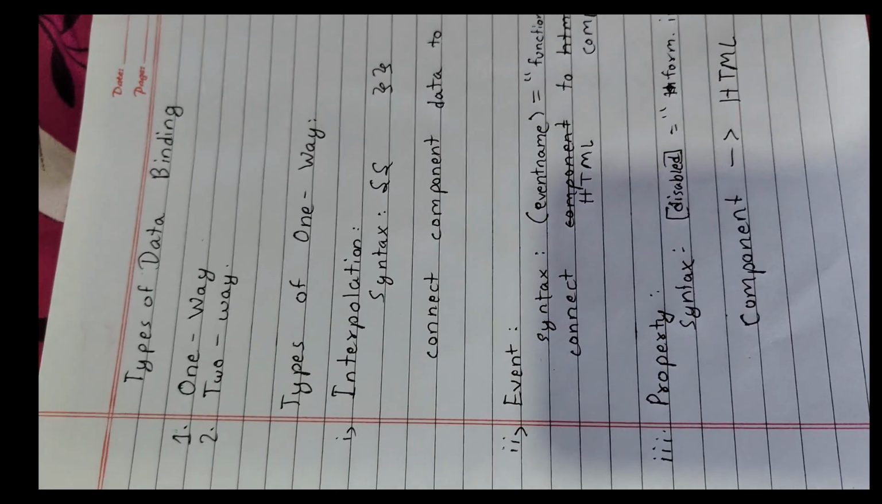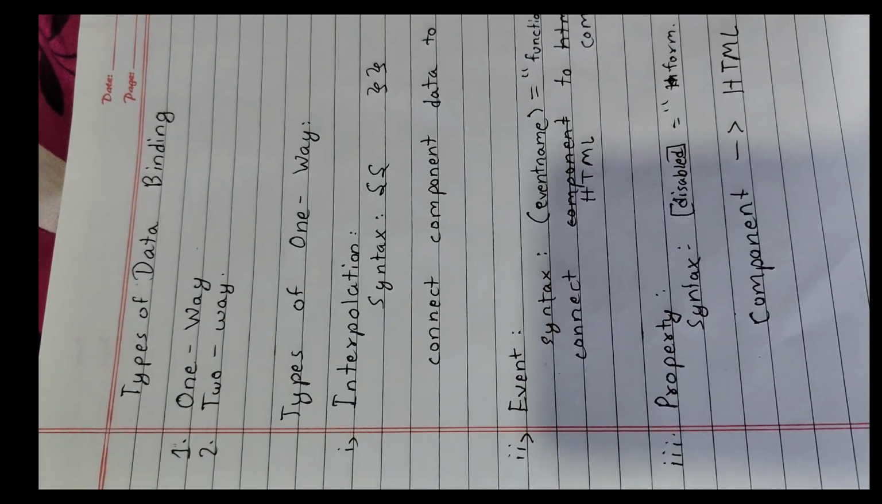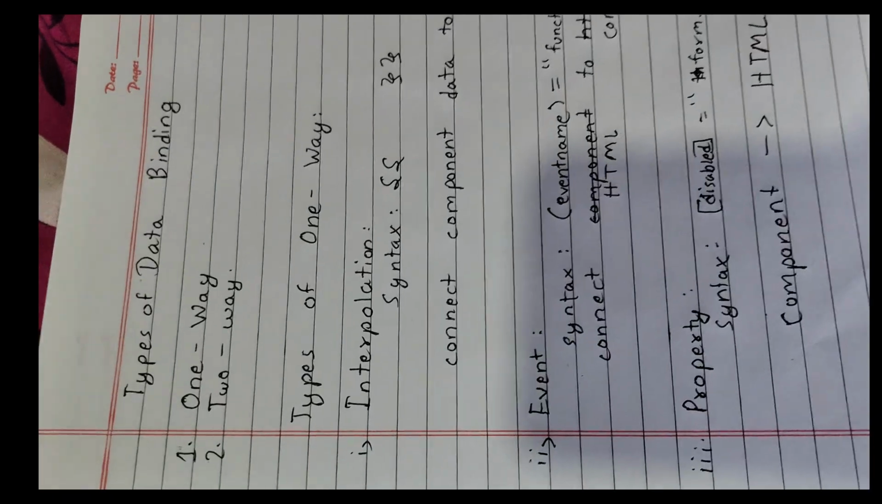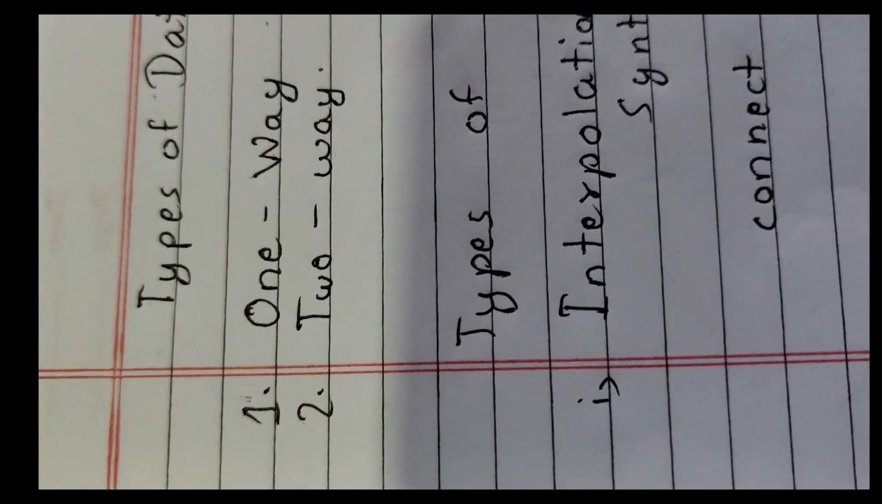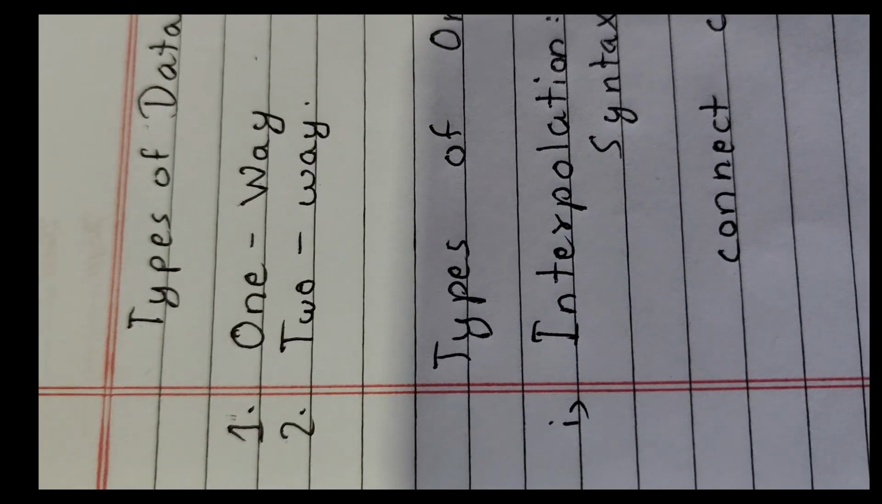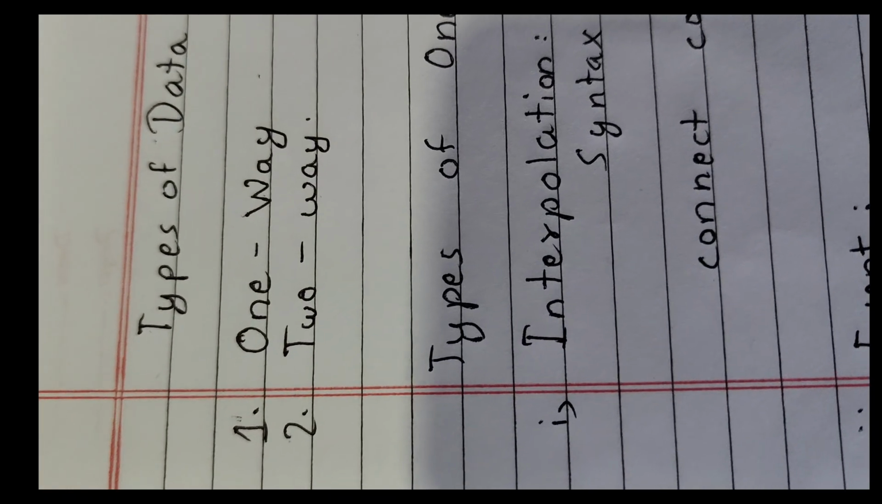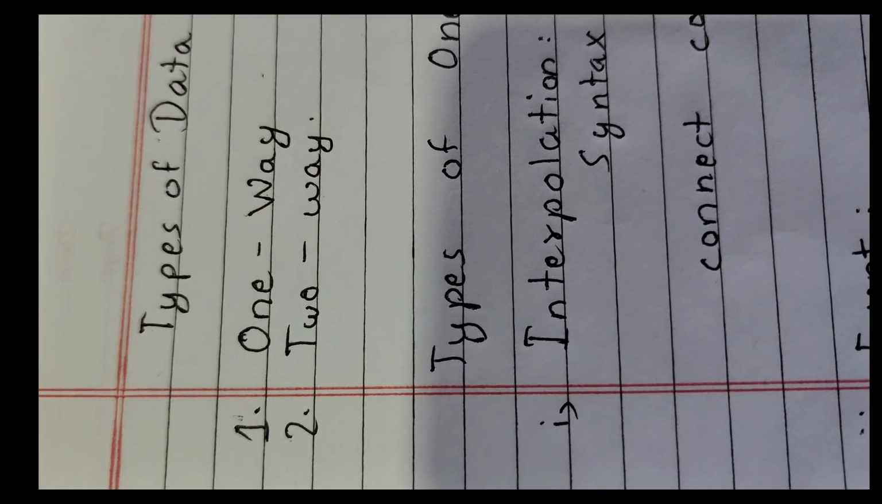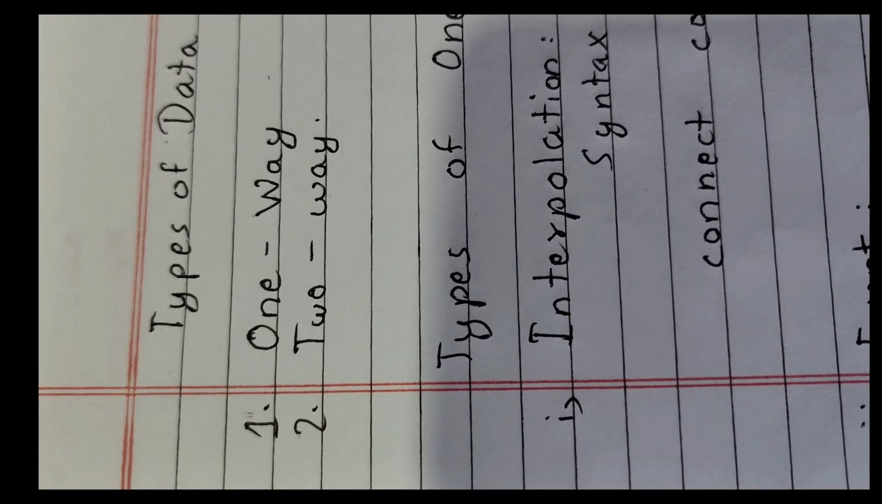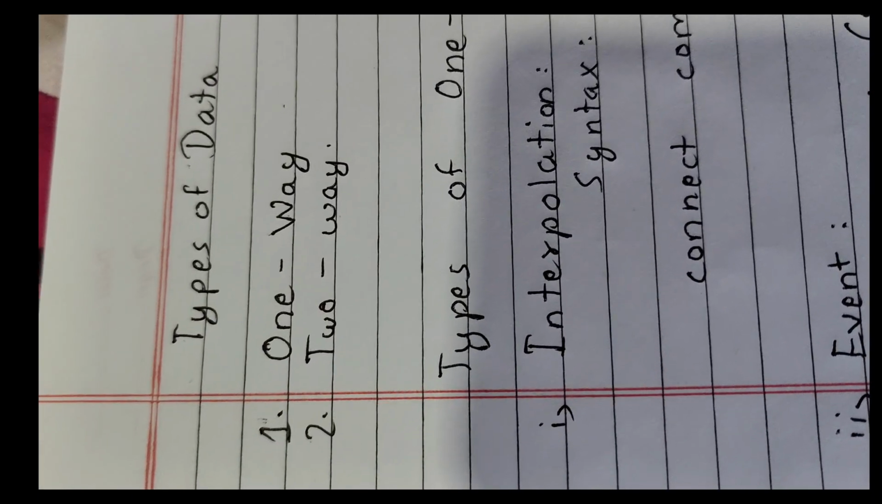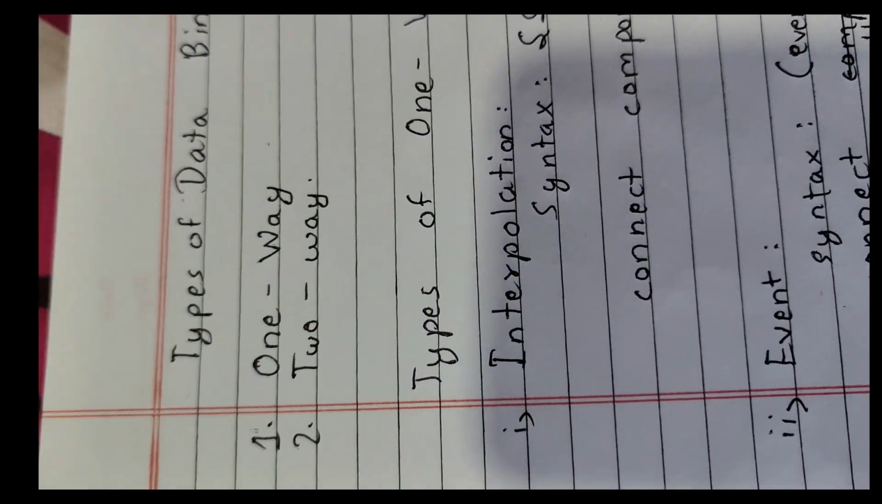Yesterday in the video we learned what data binding is. In this one we learn the types of data binding. There are two types: one way and two way. One way means data goes either from component to HTML or from HTML to component, but only one at a time. Two way means both at the same time.